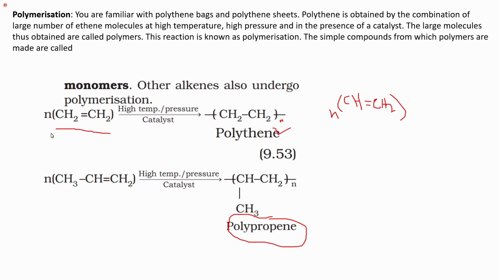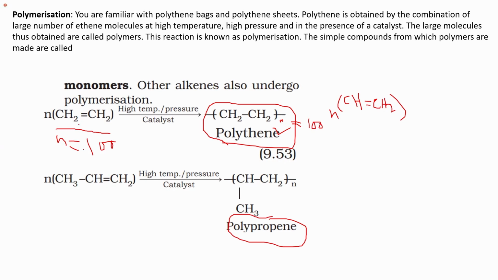If you start from 100 molecules of ethylene, let's say n equals 100, then at higher temperature and high pressure and in the presence of a catalyst, you will get polyethylene molecules. So this will be one of your polymers, polythene. Starting from 100 molecules, there will be no such double bond in the product.